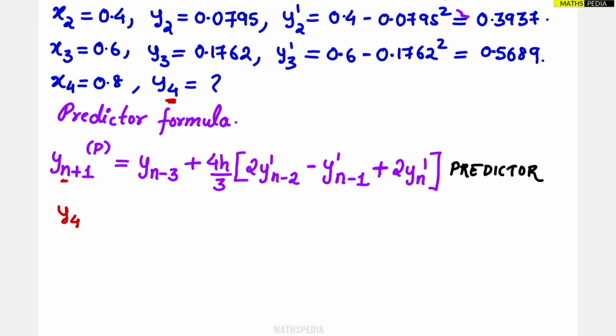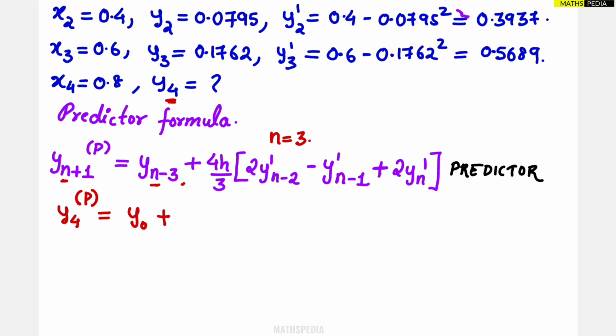So y4, here what happens? P we have to find out. P basically denotes the predictor formula. Now the n value I am going to put as 3. So here what happens? n minus 3, which is y0, plus 4h. What is the h value?